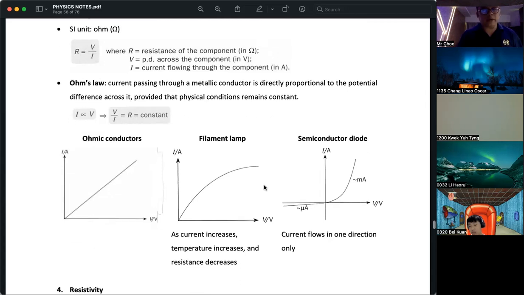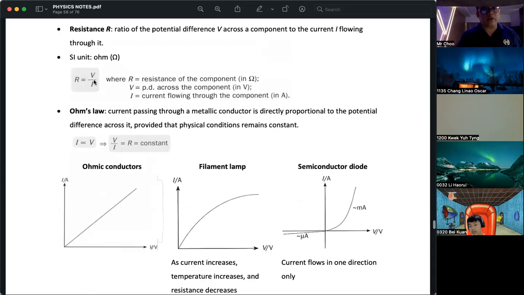Okay, so can you see over here? V over I is the resistance, so we are drawing I over V. Let me redraw the filament lamp. If I redraw it as V over I, the filament lamp will be in this manner.